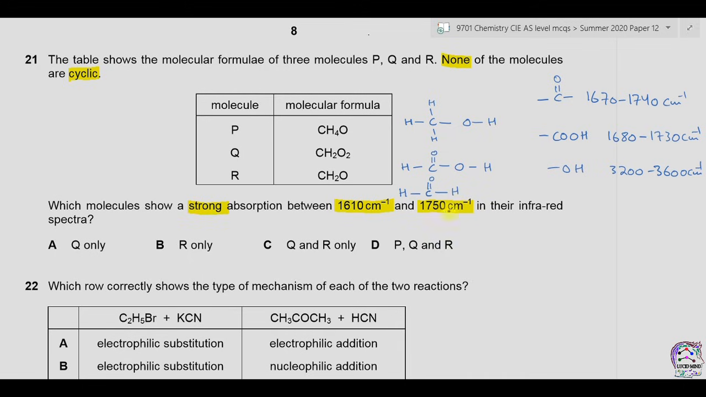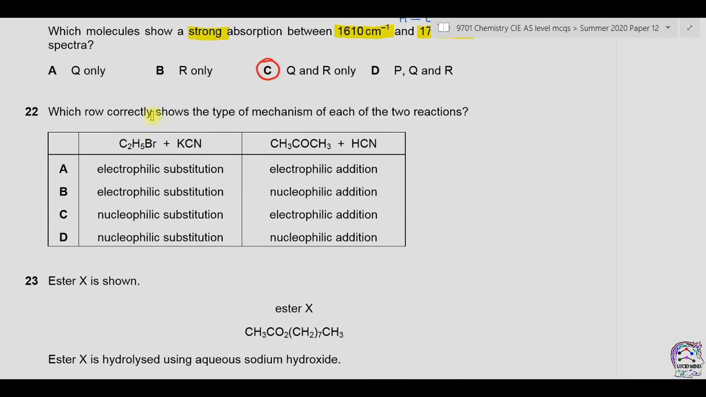Now in the given range, only two are possible. One is the carbonyl group and second is the carboxylic acid group. So Q and R are correct. Therefore, the option is C. Question 22. Which row correctly shows the type of mechanism of each of the two reactions? First reaction is of halogenoalkane with potassium cyanide. Second reaction is of ketone with hydrogen cyanide.